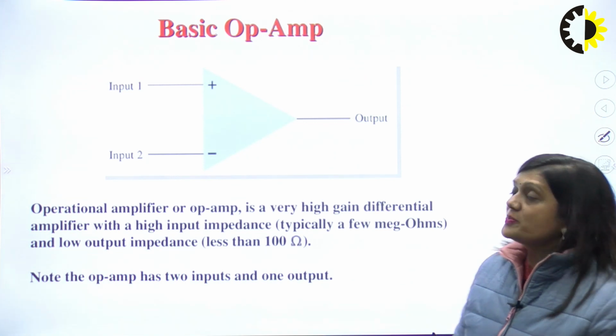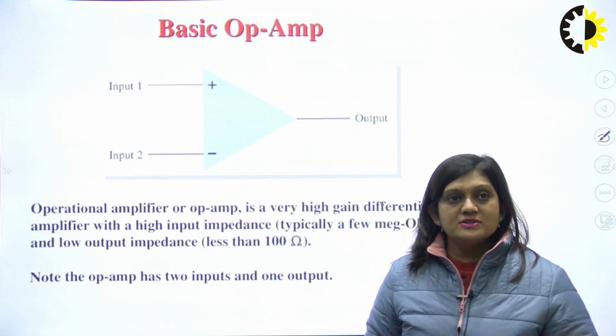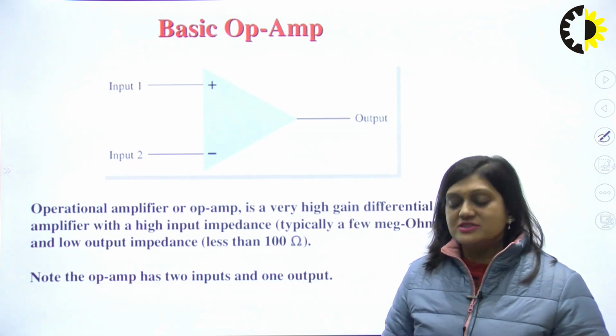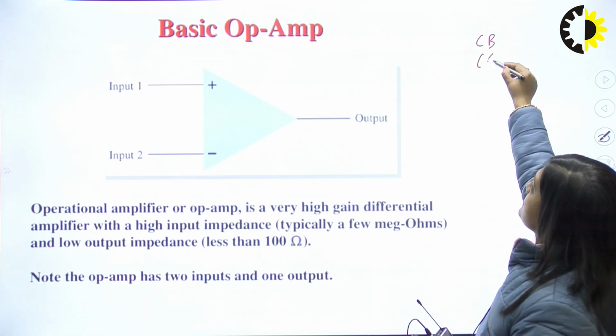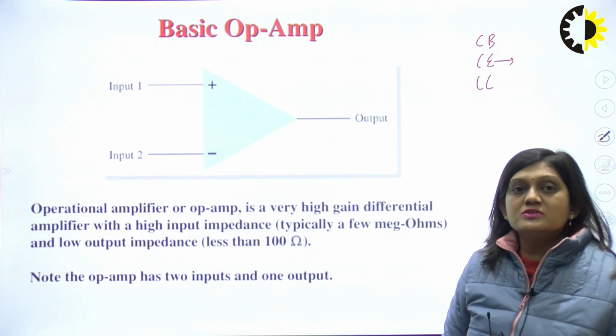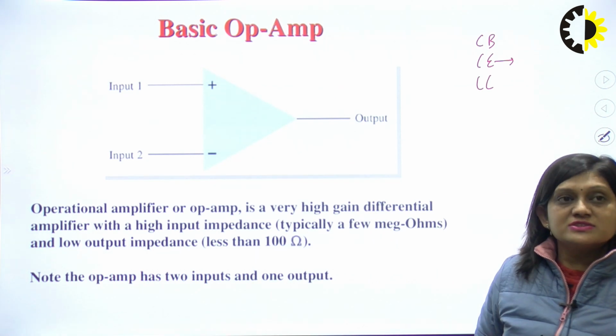So today's topic is the Opamp, operational amplifier. Till now we have seen the transistor as an amplifier. Transistor is used in three configurations: common base, common emitter, and common collector. Common emitter is preferably used for amplification purposes. And an Opamp is also used as an amplifier.